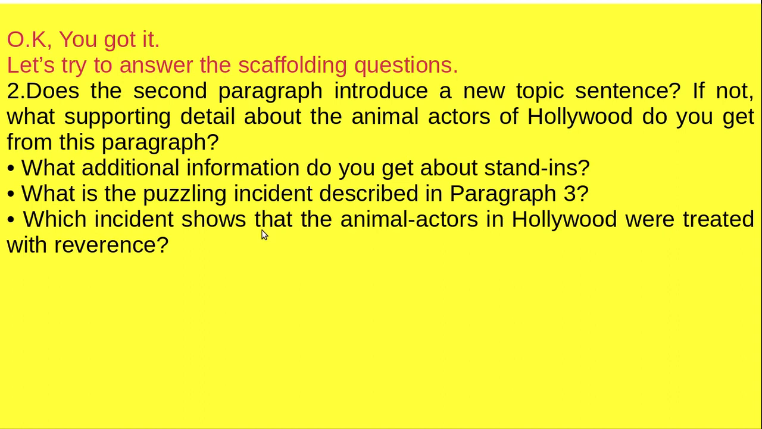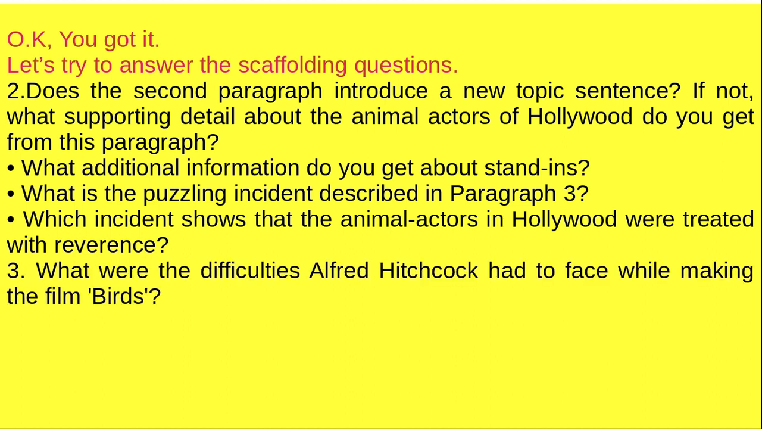Next one: what additional information do you get about standins? What is the puzzling incident described in paragraph 3? Which incident shows that the animal actors in Hollywood were treated with reverence or respect? Write it, and you can do it yourself. And after that, compare the answers with the sample answers given in the notes.